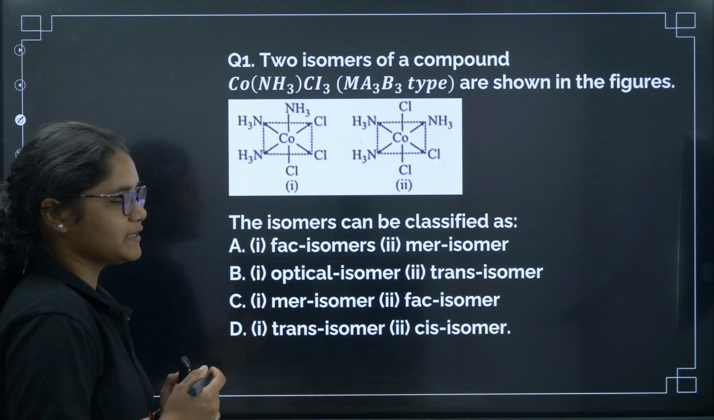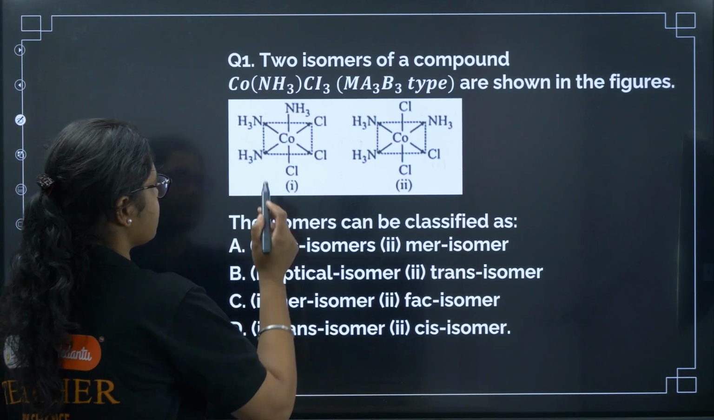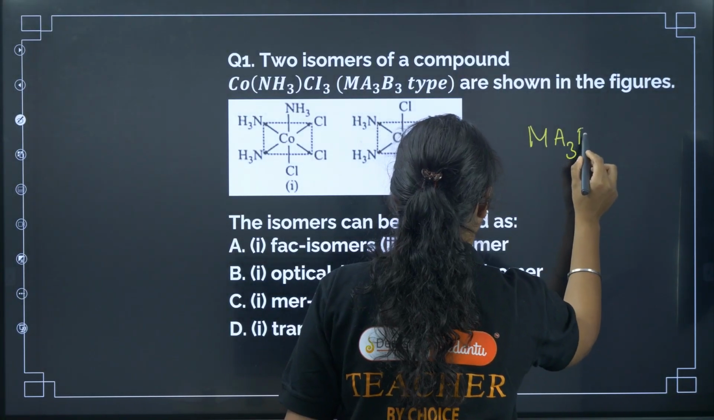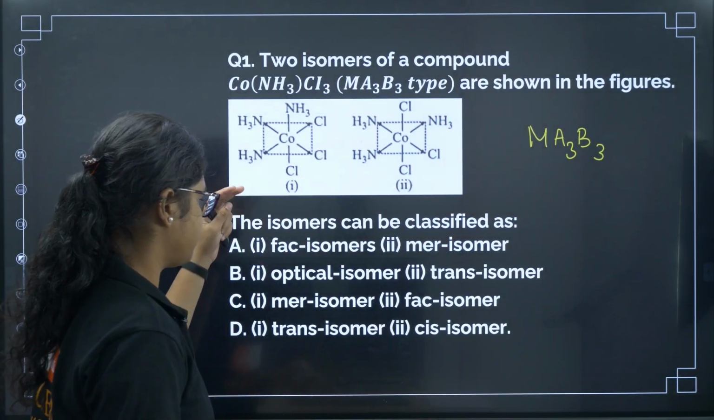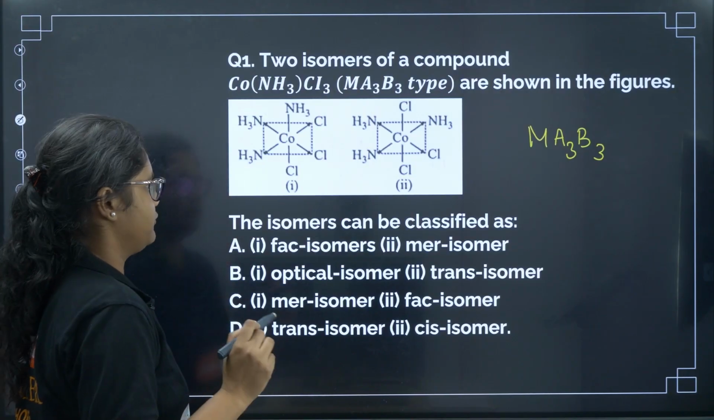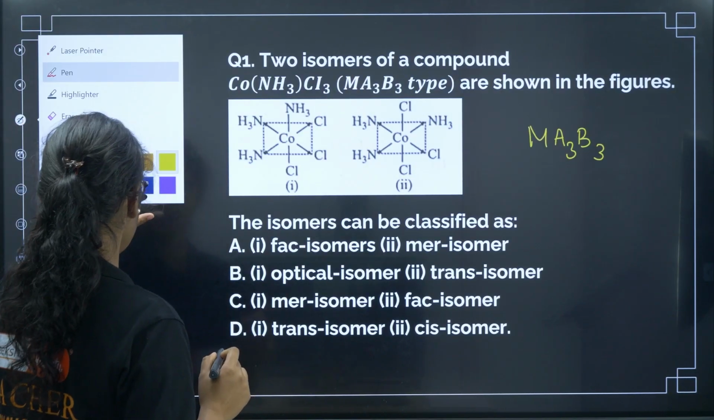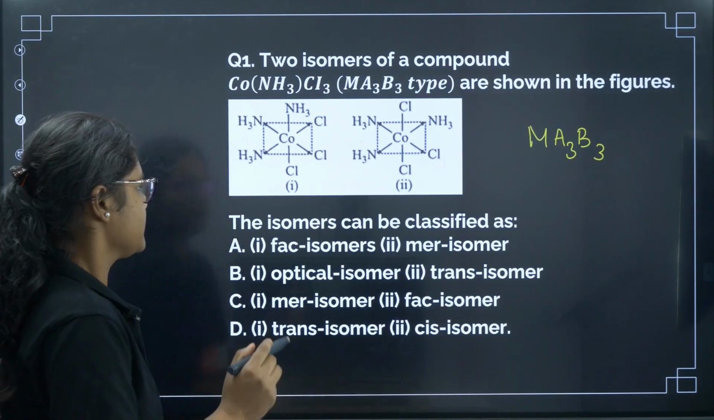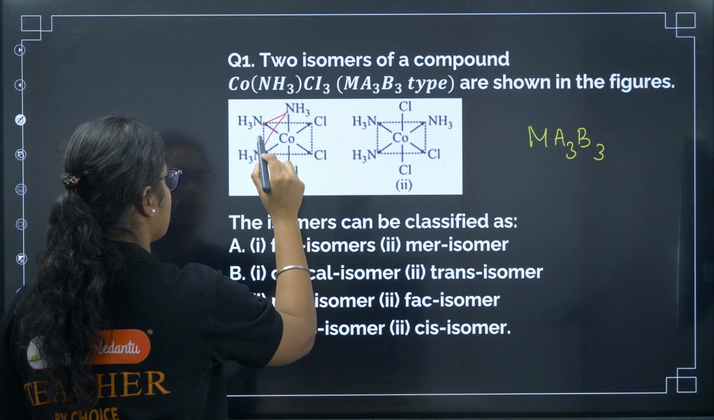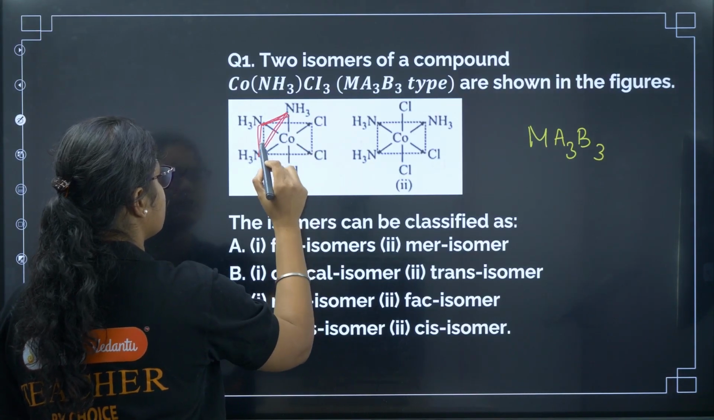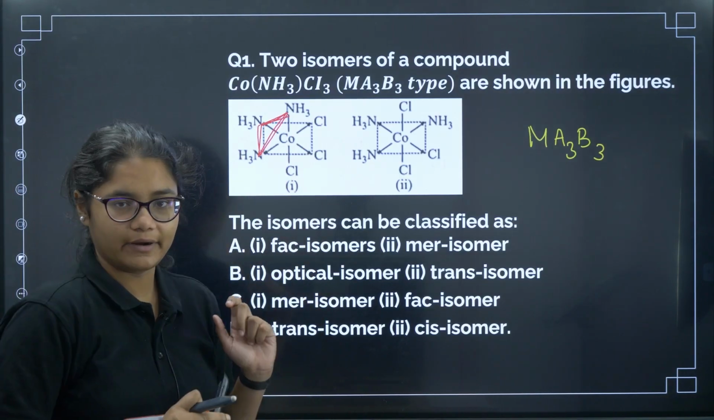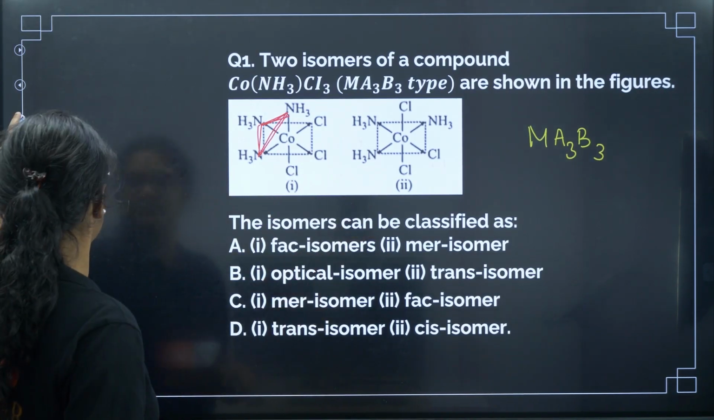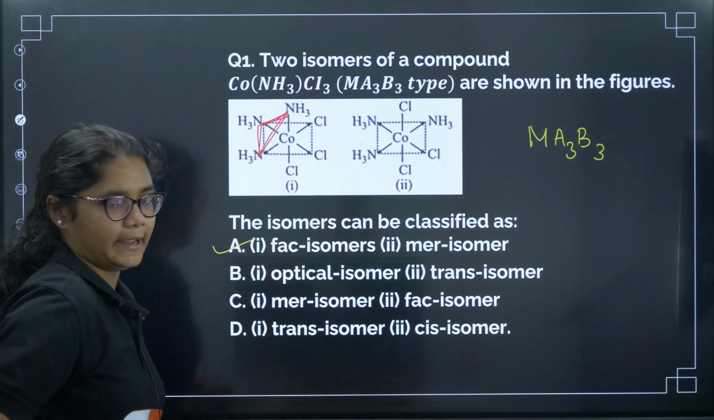So the first question is from your isomers. The two isomers of a compound are given, Ma3B3 type, okay? So what type of isomers are they classified as, okay? So if you know this, when three ligands are on the same face, we call it facial isomer, right? So if you see these three ligands, okay, these three ligands are on the one face of an octahedron, right? So this is your facial isomer and this one is your meridional isomer. So the correct answer for this question will be option number A, okay?